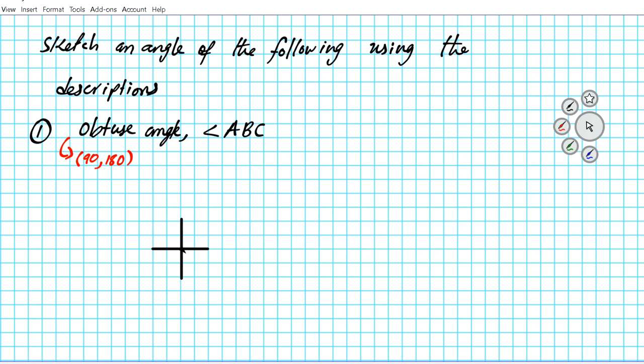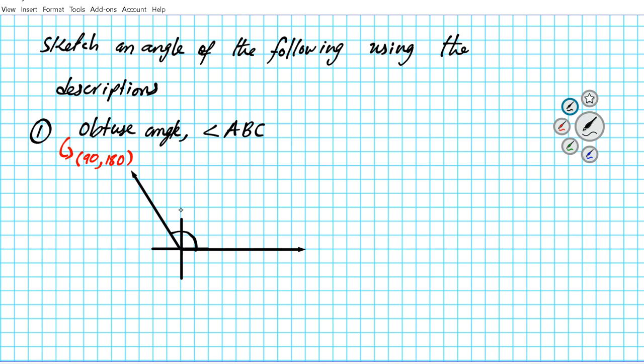All right, so there goes the first ray right here. And then the second ray has to be between 90 and 180. So this is 90 and this is 180. So we're going to place it somewhere right here. Okay, so this angle that we just created is an obtuse angle because it's between 90 and 180 degrees.